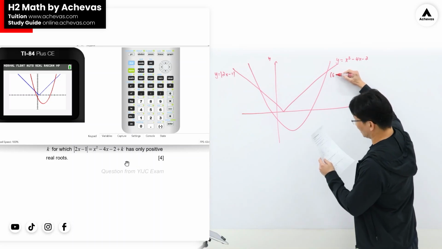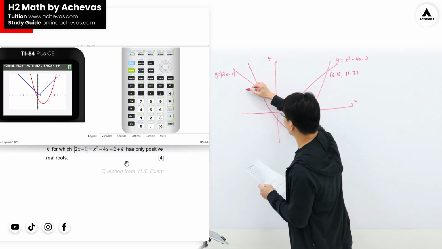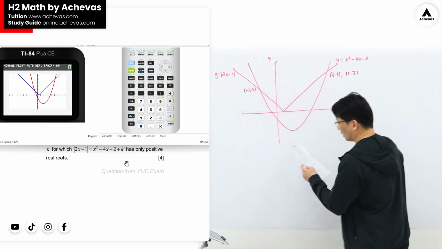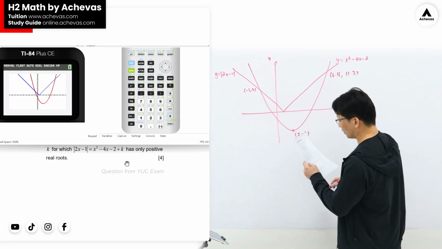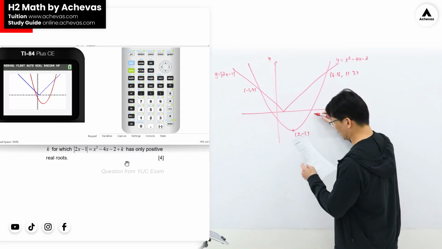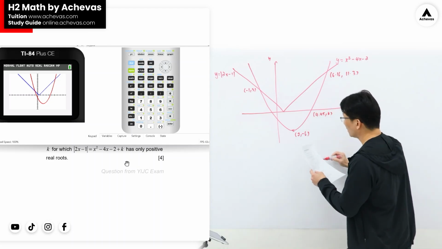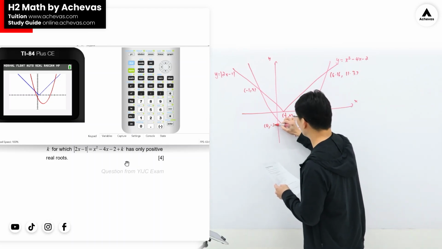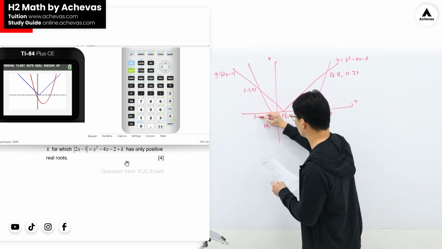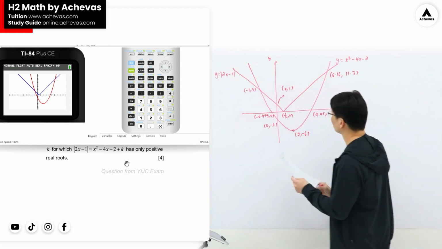Let me just label the intersection points first. 6.16, 11.3. This is -1 and 3. The minimum point for this quadratic curve is 2, minus 6. Now I'm going to label the axis intercepts, 4.450. This is a half, 0, and this is a 0, minus 2. And this point is minus 0.449, 0, and this point will be 0, 1.